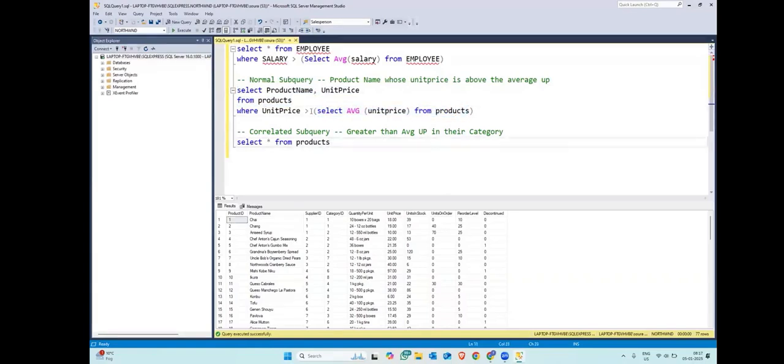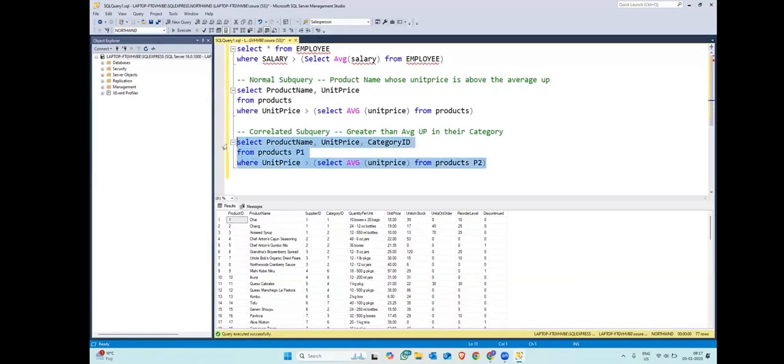Let me write it again. So see, this is how we will do it. Let us add category ID also, if we want to write category ID. Now here we have to write this as P1. Okay, that is done: products P1 where unit price is greater than. Again we have to select the average. So this is as it is, but we have to select from P2. Okay, this is just creating two copies of the products table.